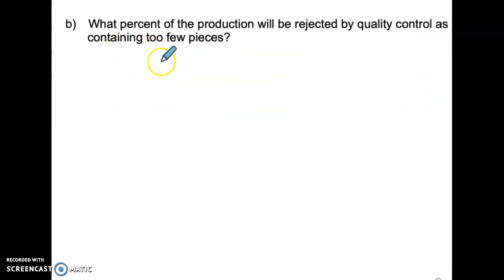Okay, so for part B, it's asking us what percentage of the production will be rejected by quality control as containing too few pieces. So, too few pieces would mean that there are fewer than 44 pieces. So that would be the probability that x is less than 44.